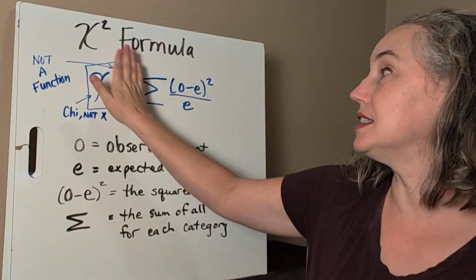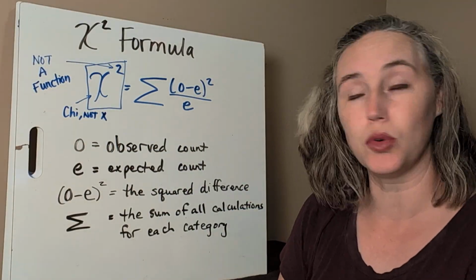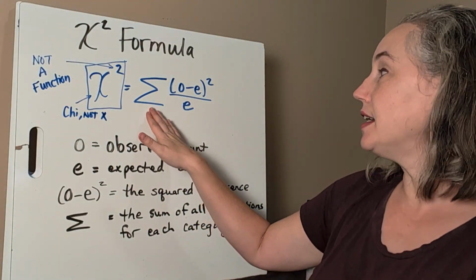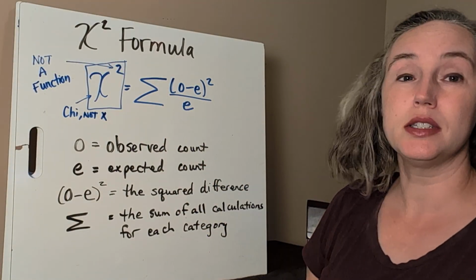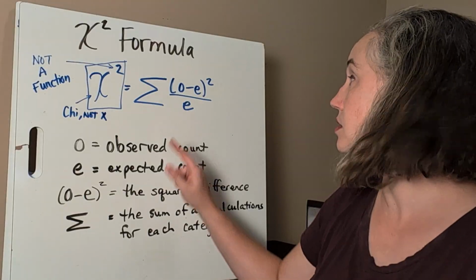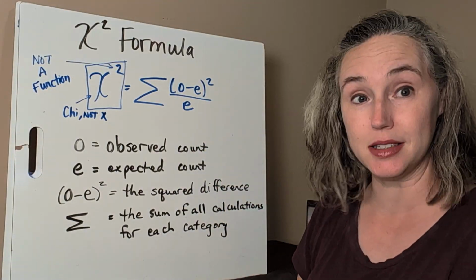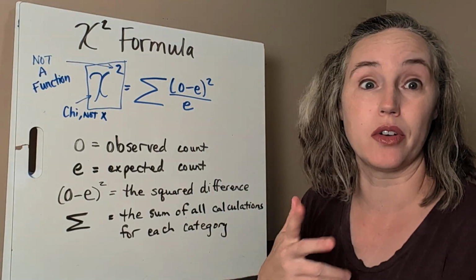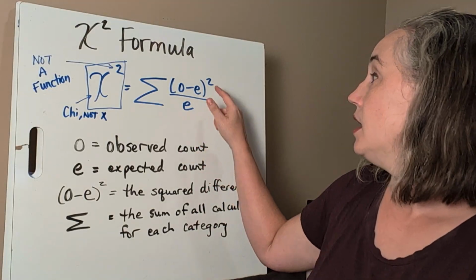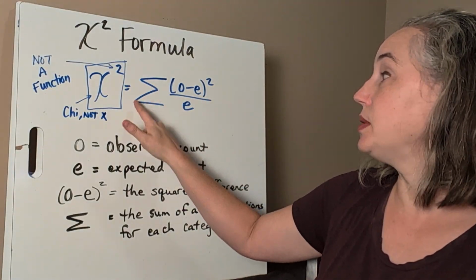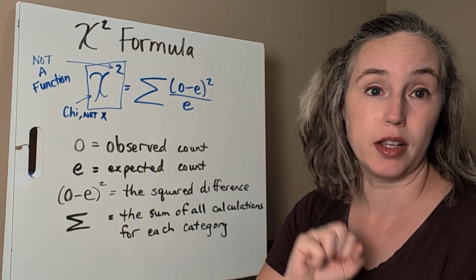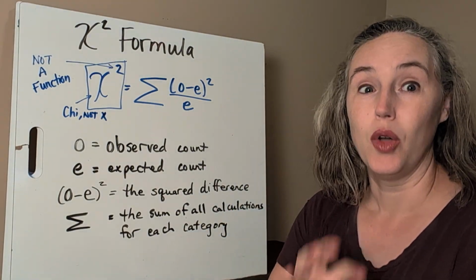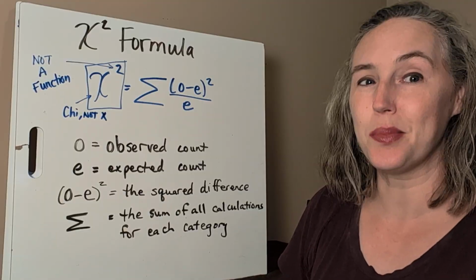So this just is the number that we're looking for, and we're going to find it by plugging in to this formula. O stands for observed values. E is expected values, or what we predict in our hypothesis. And this big sigma represents the sum of all the calculations for each category. We're going to use it with an example in just a second.